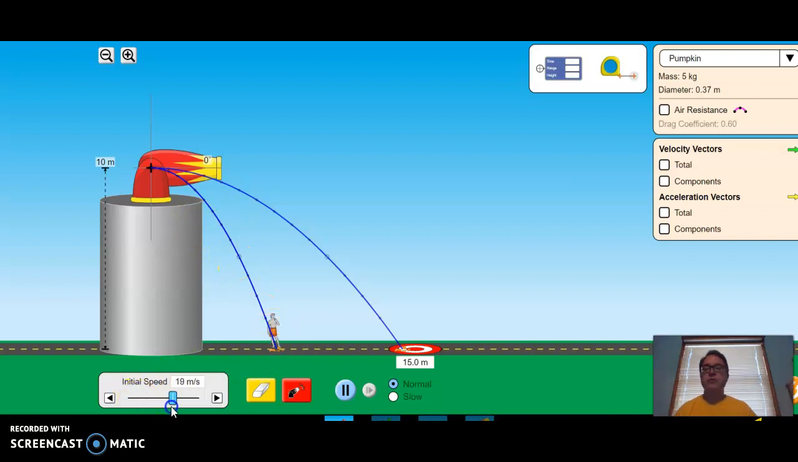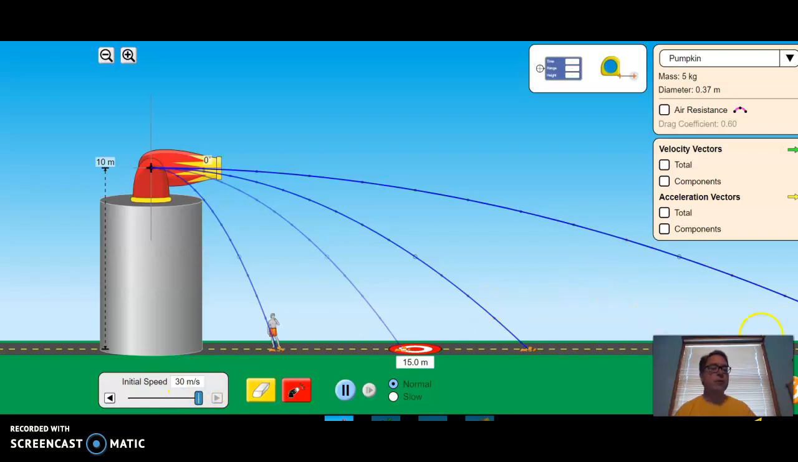If I increased it to 15 meters per second, what's going to happen? I fire my pumpkin, and it goes farther away. Okay, and then let's put it all the way to 30 meters per second. Fire there. Now I'm off the screen. It lands somewhere way over there. I want to just show you a couple of things that I think are important and interesting. Notice that, first of all, whenever you reduce the speed, it fell closer to the cannon. And when you increase the speed of the launch, it ended up farther away from the cannon.